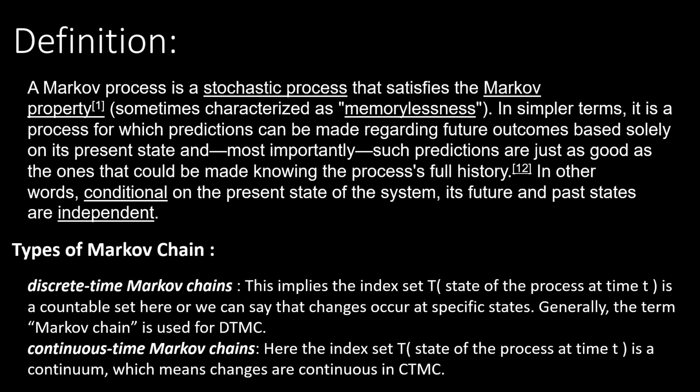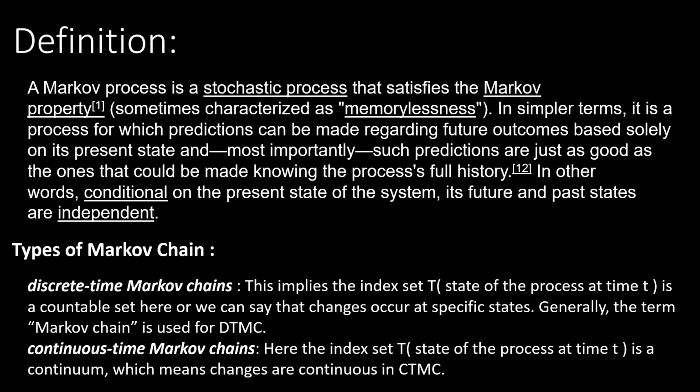A Markov process is a stochastic process that satisfies the Markov property. In simpler terms, it is a process for which predictions can be made regarding future outcomes based solely on its present state, and most importantly, such predictions are just as good as the ones that could be made knowing the process's full history. In other words, conditional on the present state of the system, its future and past states are independent.